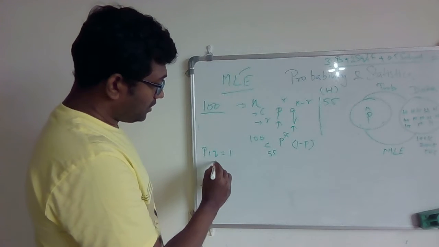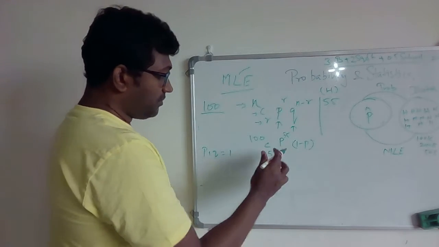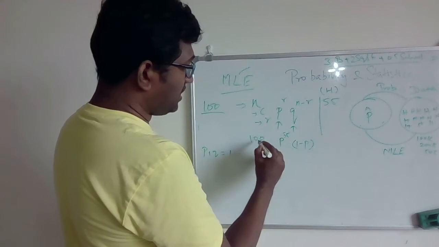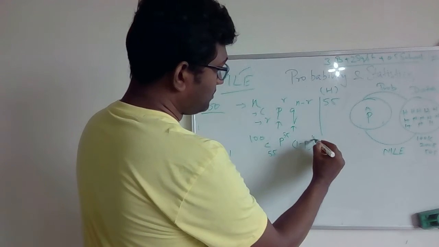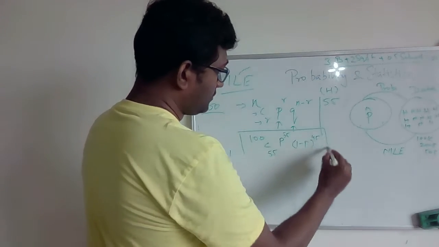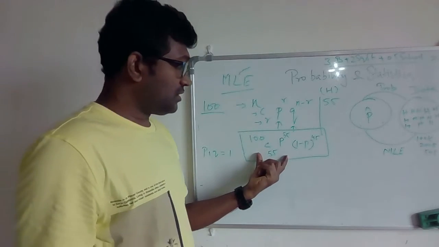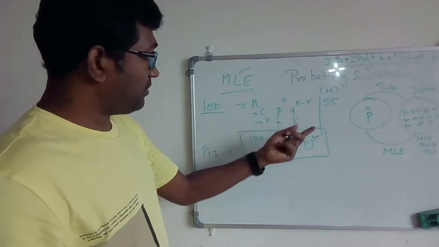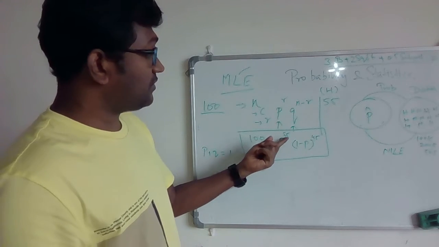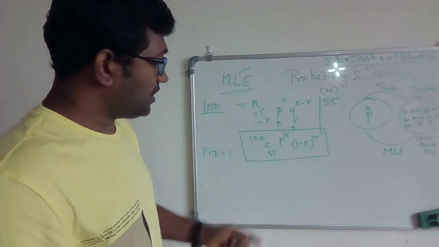So we can write Q as 1 minus P, because it is the inverse of this, right? So we can write it as P to the power R, and 1 minus P to the power N minus R. N is 100, R is 55, so this becomes 45. So this is your binomial distribution function, and we have plugged in the values of our experiment: 55 heads out of 100 tosses, and 45 times we got tails.